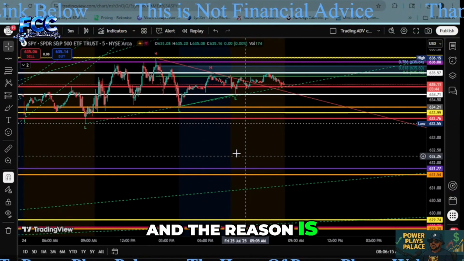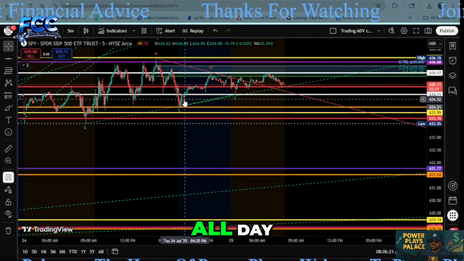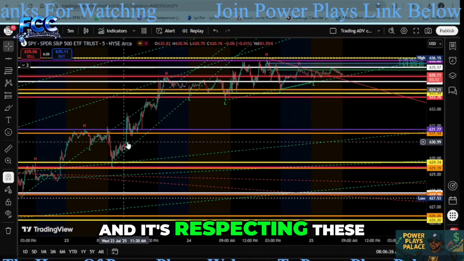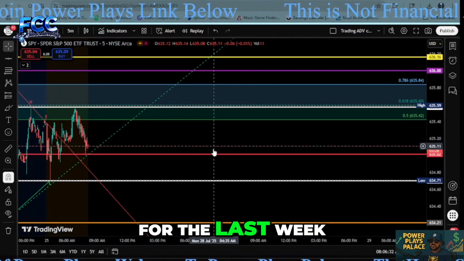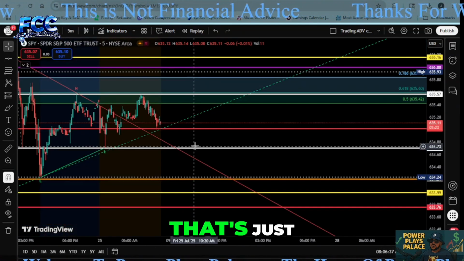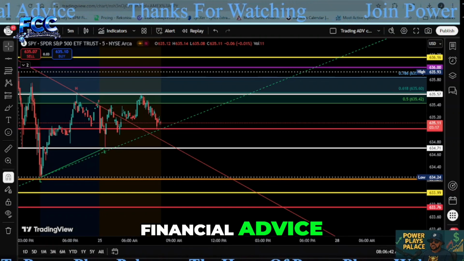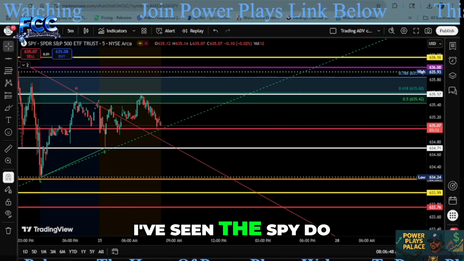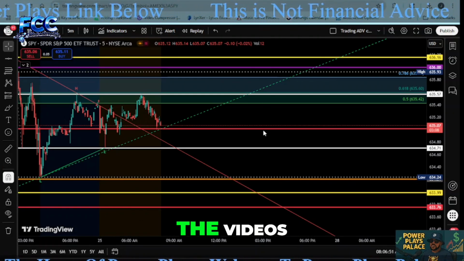And the reason is it's been respecting this trend line now for pre-market, yesterday, all day, then pre-market overnight, and then it hit pre-market again. And it's respecting these levels, and we're in a major uptrend. You can see we've been in that uptrend for the last week or so. So why go against it unless you're gonna be quick scalping? And so that's just my recommendation. It's not necessarily financial advice, but it is a recommendation based off of past practices and what we've seen the SPY do over the last week, if you've been watching the videos.